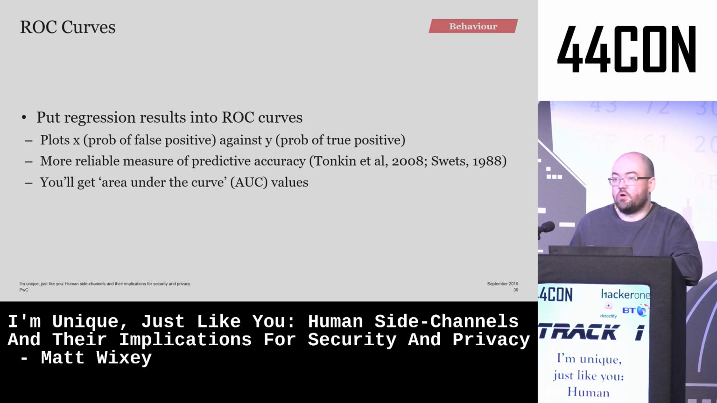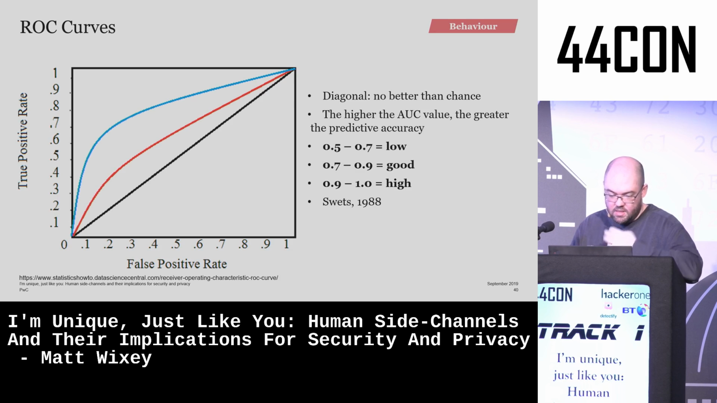And then you run something called a ROC curve. You see ROC curves a lot in machine learning papers. Essentially, they plot the probability of a false positive against the probability of a true positive and give you a measure of predictive accuracy. And you get something called an AUC value, area under the curve. Basically, that tells you how good your model is, from 0 up to 1.0. So this is what a ROC curve looks like, just to give you an example. If you get an AUC value of 0.5 to 0.7, that's low predictive accuracy. 0.7 to 0.9 is good, and 0.9 to 1 is obviously high, perfect.